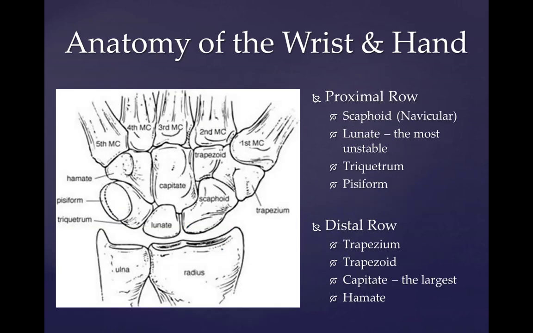The carpus is formed by 8 small bones collectively referred to as the carpal bones. The carpal bones are bound in two groups of 4 bones. The scaphoid, lunate, triquetrum, and pisiform are on the proximal row, and the trapezium, trapezoid, capitate, and hamate are on the distal row of the carpal bones.